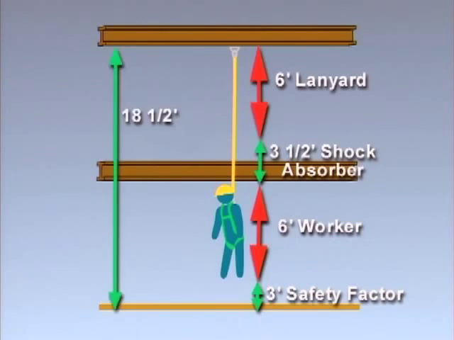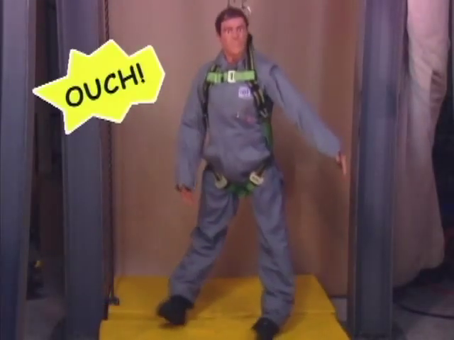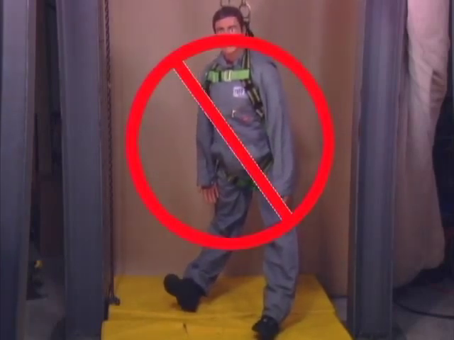Special consideration needs to be taken when using long vertical lifelines. Rope can stretch up to 15%, and this stretch needs to be factored into the fall clearance requirement. Because situations vary, the required clearance must be considered in every application.